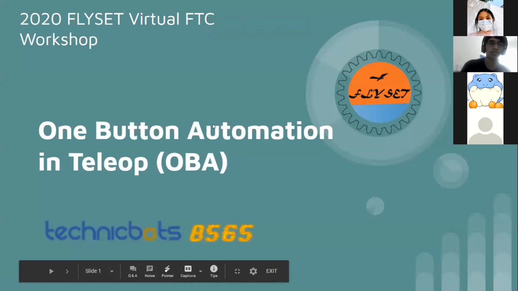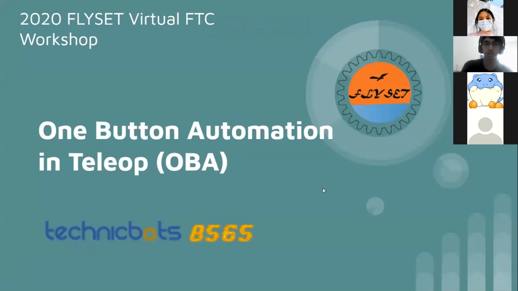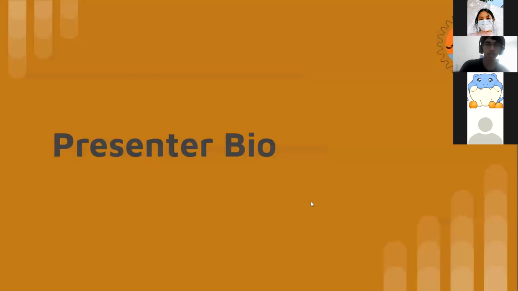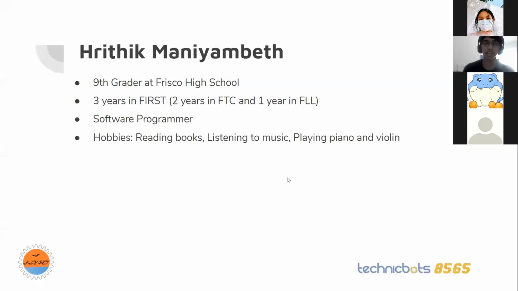I'm going to cover one-button automation Teleop, also known as OBA. Before we get more into it, I'm going to share my presenter bio. Hi, I'm Hrithik Maniyambeth. I'm a ninth grader at Frisco High School, and I've had 3 years in FIRST, 2 years in FTC, and 1 year in FLL. And I'm a software programmer. Some of my hobbies are reading books, listening to music, and playing violin and piano.